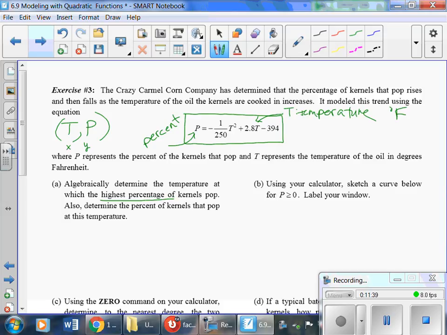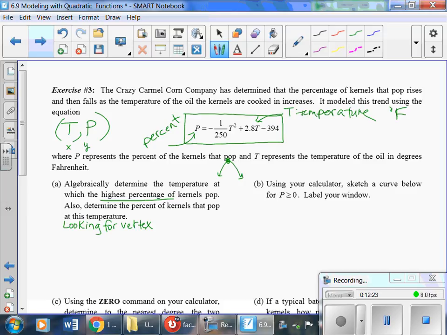So what it's asking for is what is going to be the maximum? Because this is going to be opening downward, we're going to have a maximum point here. So I know it's going to look something like this. What they're asking for is this point right here, and it's asking you to tell you in terms of the percentage and the temperature. Okay? So that's what we're looking for: the vertex. And look for those key words like maximum, highest, lowest. If it opens up, you're looking for minimums.